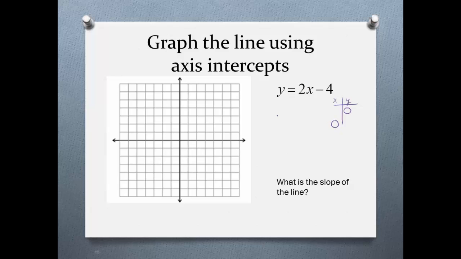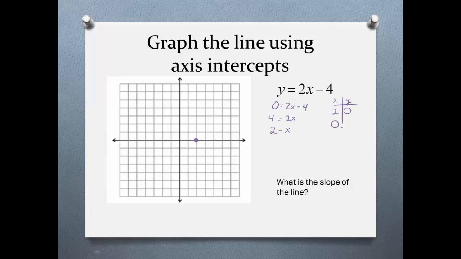So for this first one, if I set y equal to 0, I get 0 equals 2x minus 4. If I solve that, I get 2x equals 4. And then divide by 2 and I'll get x equals 2. So that's the point (2, 0).